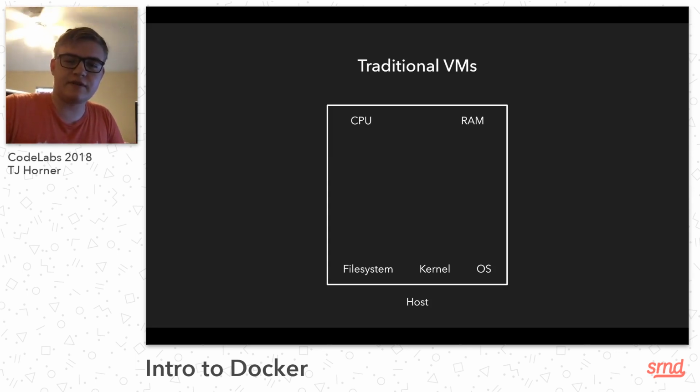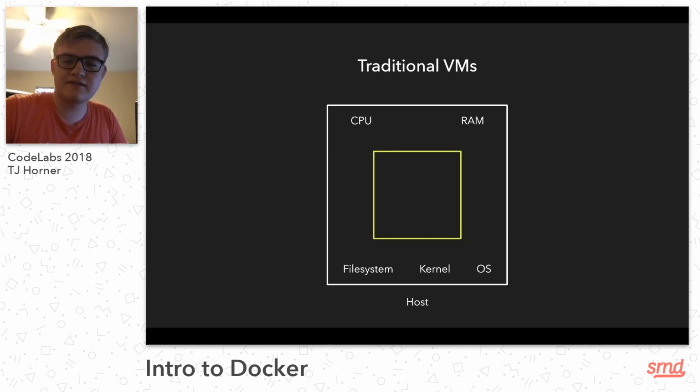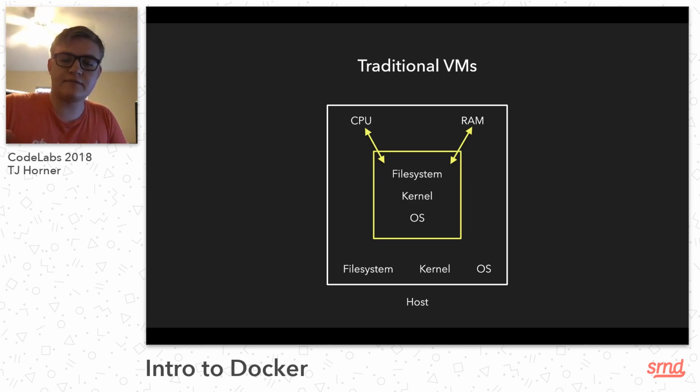We have our host system here, represented by the white box, and we have our VM here, represented by the yellow box. So we can see our host system has its own CPU, RAM, file system, kernel, OS, and some other stuff. This is a highly simplified example. And our VM has its own file system, kernel and OS, but it shares the host system's CPU and RAM.